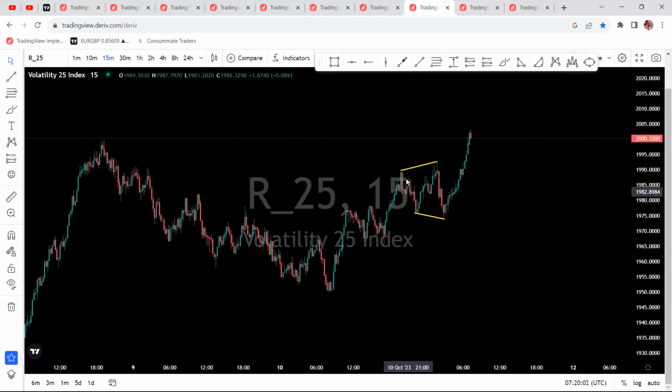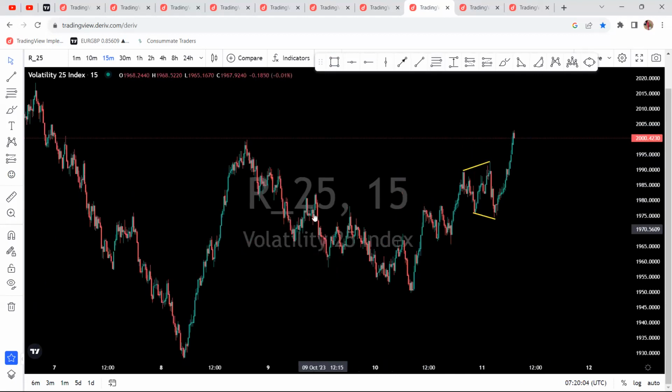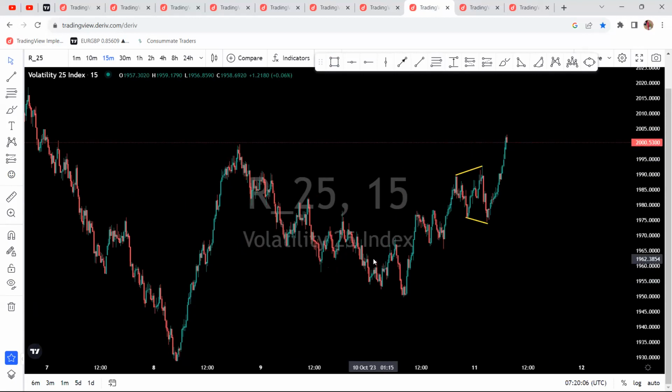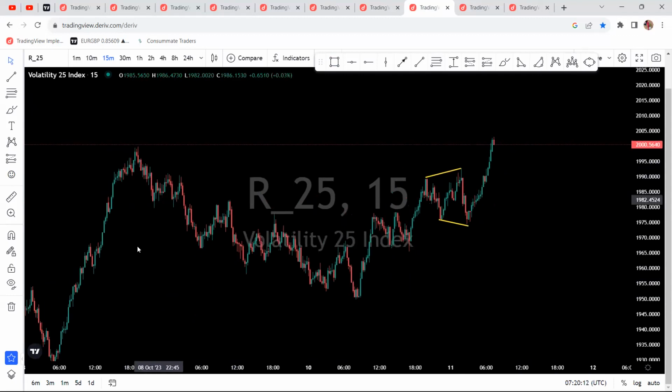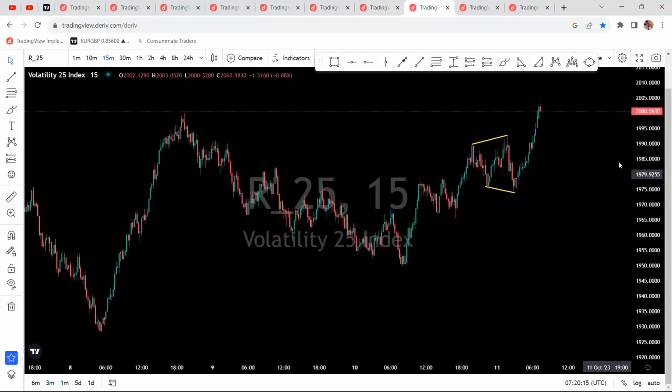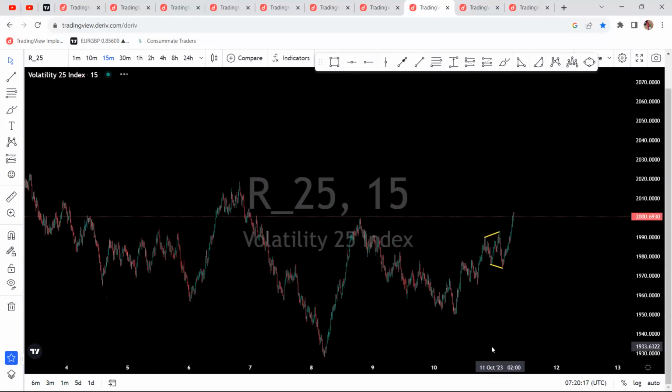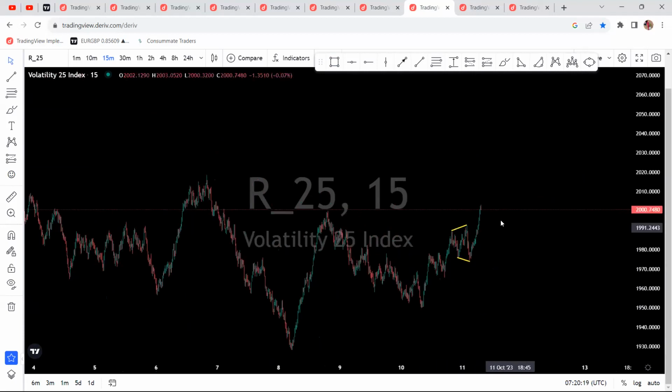It gave us a running, expanding flat pattern. It started from here. This low here, this market, very funny market. What this market did to me, very funny market. This market for this up, okay. For this up, I've been expecting to see this up.